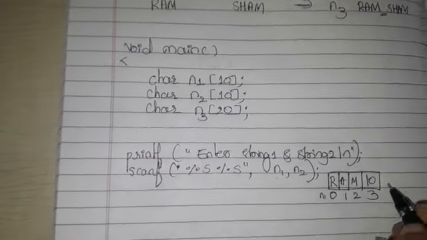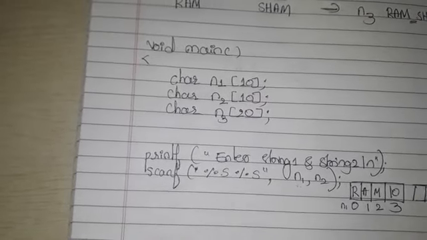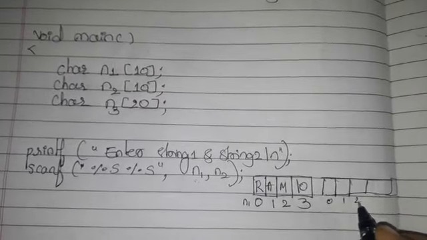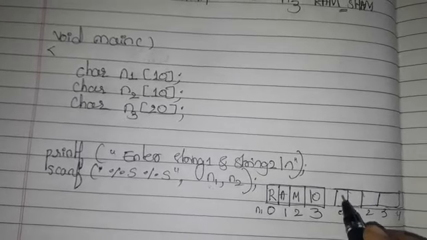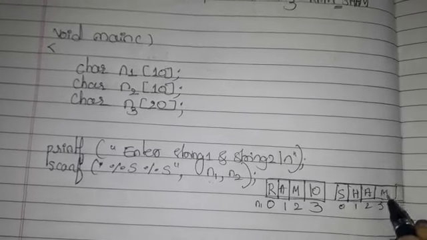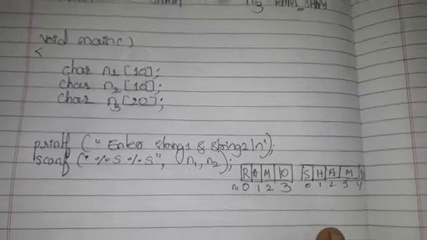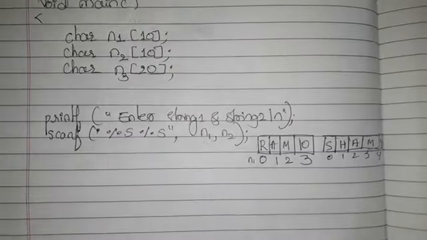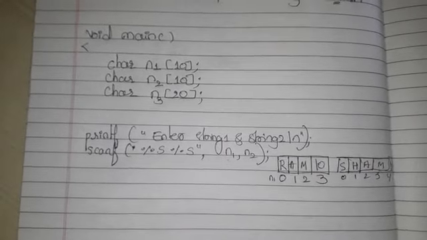Next thing is, at n2 what will get stored? Indexes 0 1 2 3 4. Okay, so what is taken? Sham, S-H-A-M, and at the end the null character. So after reading the input, in memory it will be stored like this. Okay, successfully we read two strings n1 and n2.